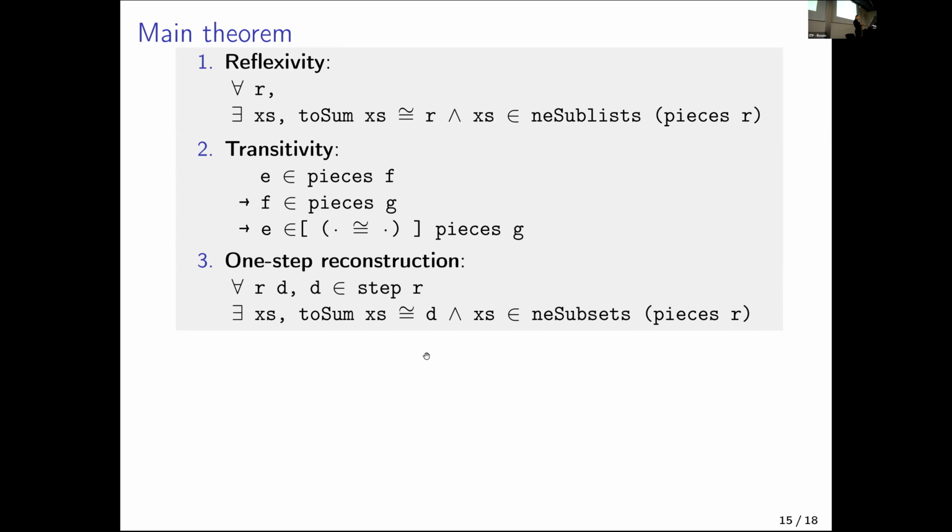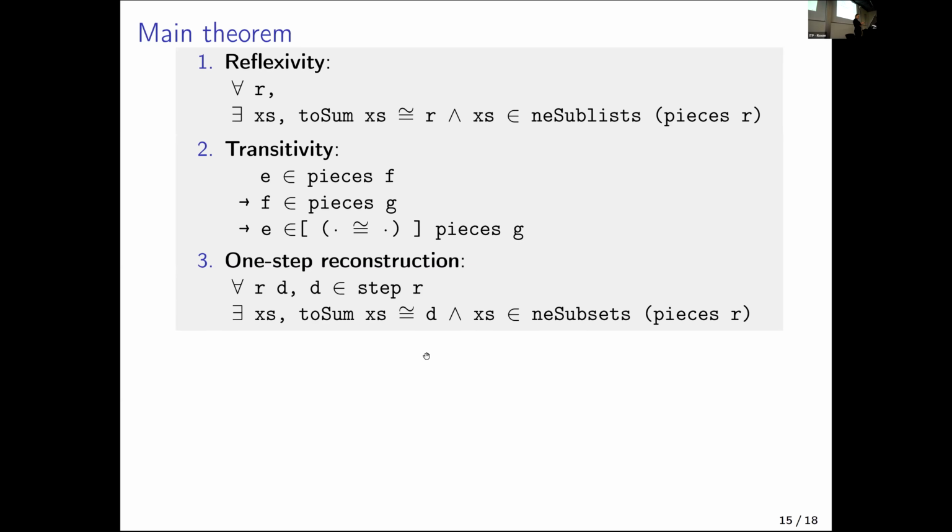The key properties of pieces which are used for the proof of finiteness. First is a reflexivity-like notion, where essentially we can break apart any expression into pieces and then reconstruct it using sum so that these two things are equivalent. The second thing is a transitivity-like notion for pieces, so that we start taking pieces, but then we don't exit the set. We just keep reusing the same pieces again. And the most difficult part is the one-step reconstruction, which essentially relates the step, which is the actual derivative function, and the pieces, so our over-approximation.